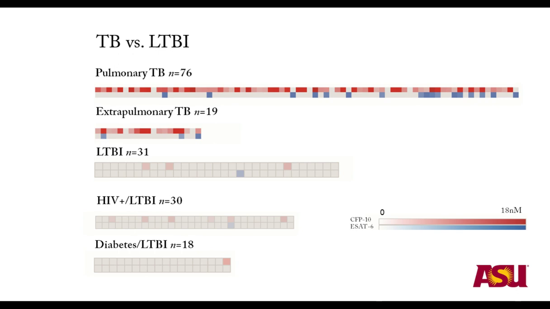For HIV positive and latent TB co-infection, we have more false positives, and it's the same thing, worthy of further exploration. For diabetes and latent TB co-infection, we also have 1 false positive.